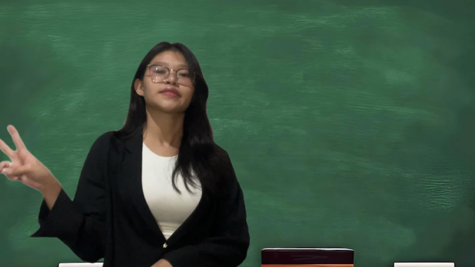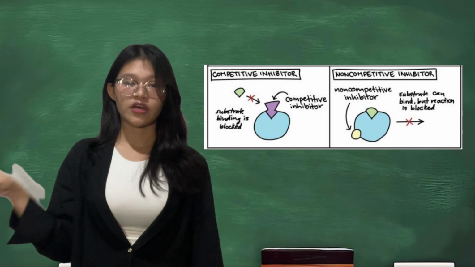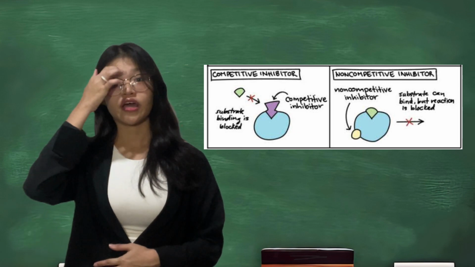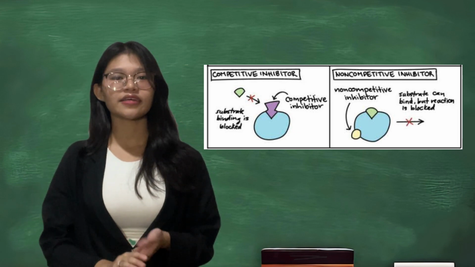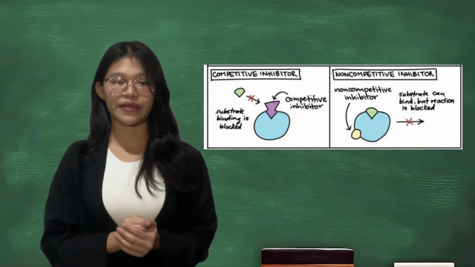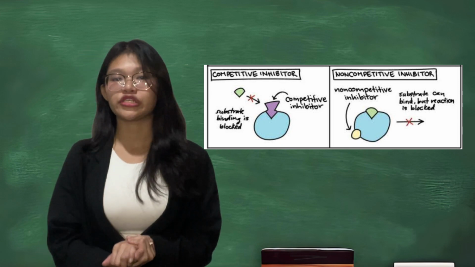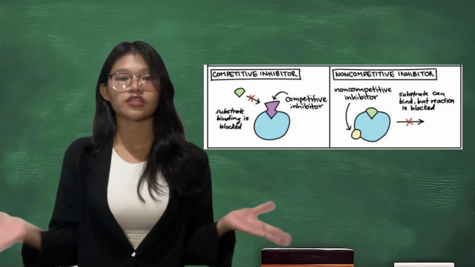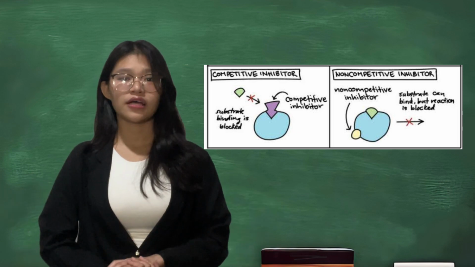Now let's talk about enzyme inhibition. Sometimes enzyme activity needs to be slowed down or stopped. This can happen naturally or with the help of drugs. There are two major types, competitive and non-competitive. Competitive inhibition is where an inhibitor molecule competes with a substrate for the enzyme's active site. It's like two similar keys trying to get into the same lock. Non-competitive inhibition is where the inhibitor binds to another part of the enzyme, changing its shape so the substrate no longer fits well. We also have reversible and irreversible inhibition.